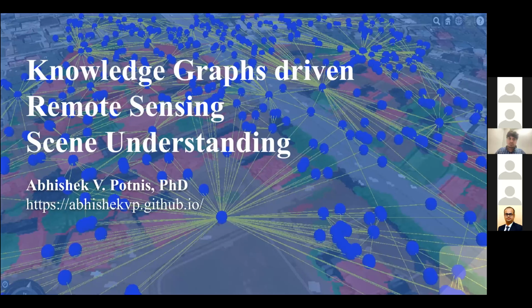Great. So let's get started. I welcome you all to the session on knowledge graphs driven remote sensing scene understanding. The intent behind this session is to share with you all the research advances that I have been working on throughout my doctoral research, and some of the work that we, as a collective unit in our lab at IIT Bombay, have worked on.